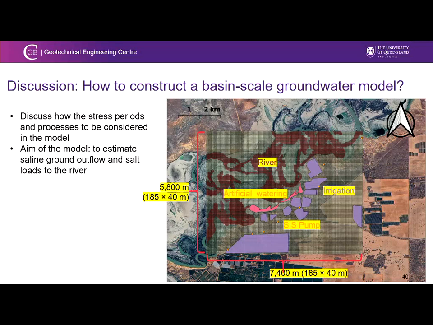You want us to think of another process? Yeah, so you're talking about a stress period just by introducing environmental watering on top of the system and seeing how much extra salt load could be introduced, isn't it? Any others? Any comments?